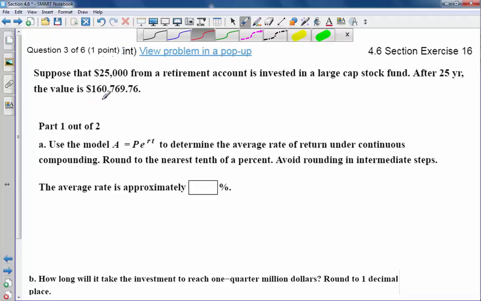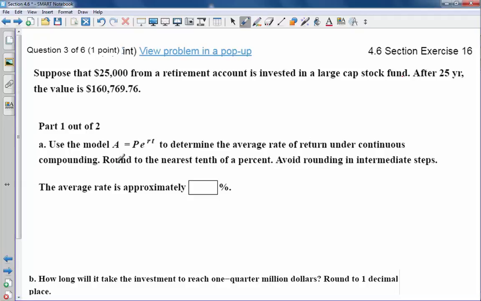Let's read. Suppose that $25,000 from a retirement account is invested in a stock fund. After 25 years, you know your new money. Your fund value is going to grow into 160,000 and some change. So these two sentences give you a bunch of unknowns here. Let's identify and replace all of them one by one.